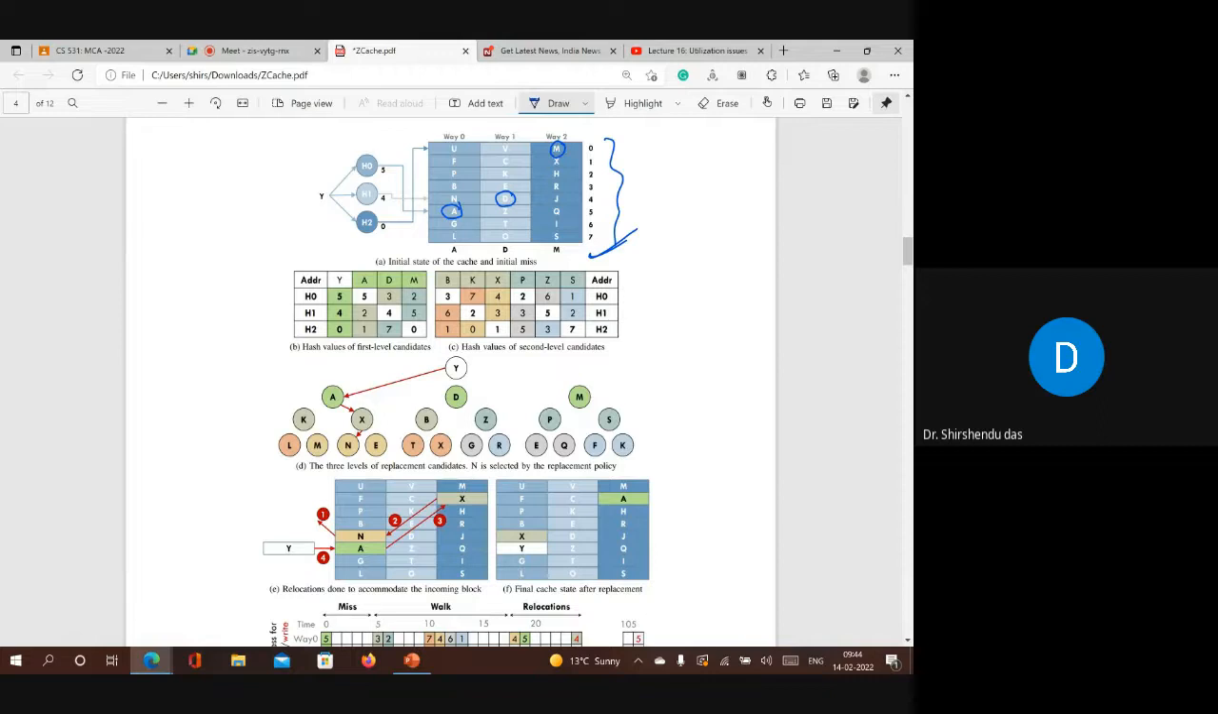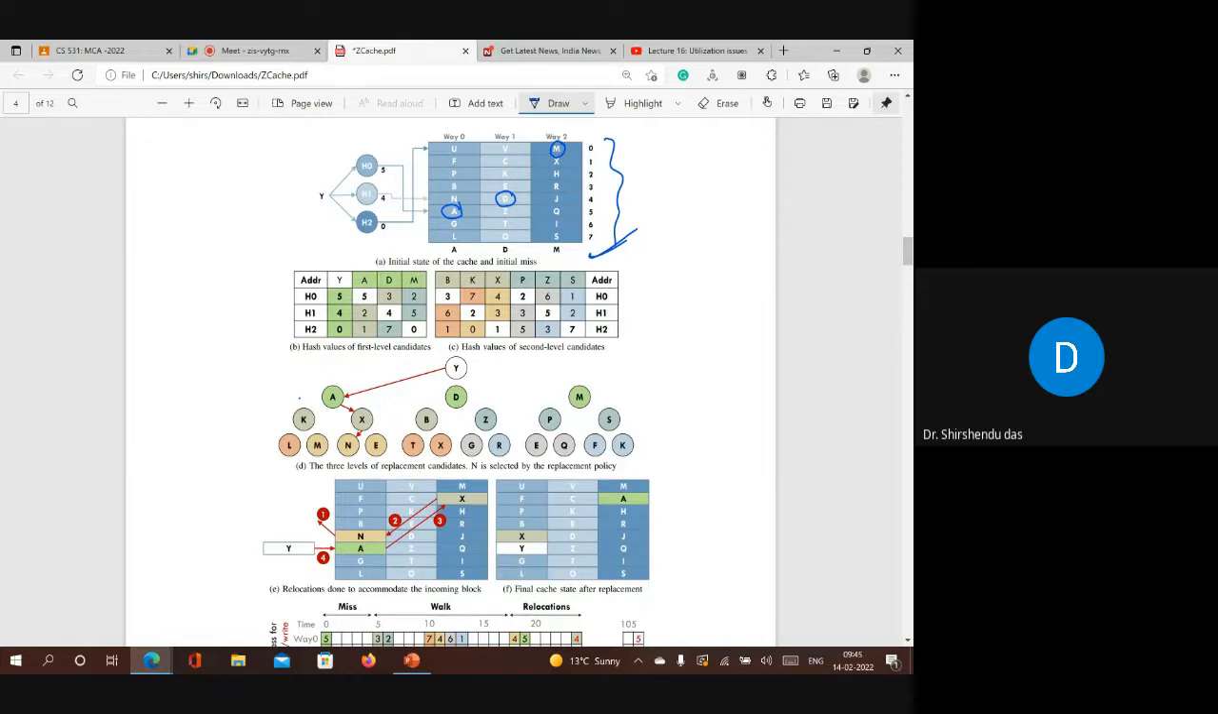So that is showing here y, and you see the first layer here. This is the first level, level 1. In this level you can see y can be placed either replacing A, or replacing D, or replacing M in skew associative cache. That part is fine. That is called skew associative cache.